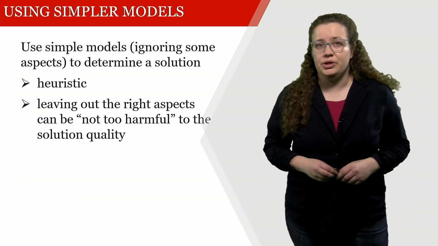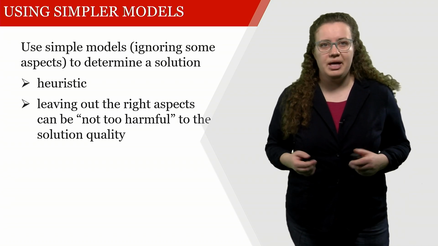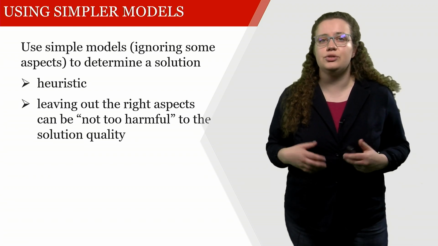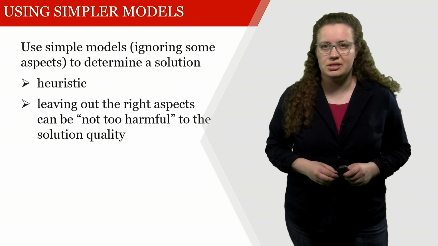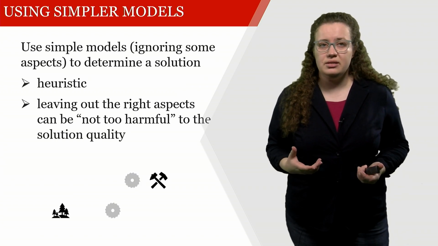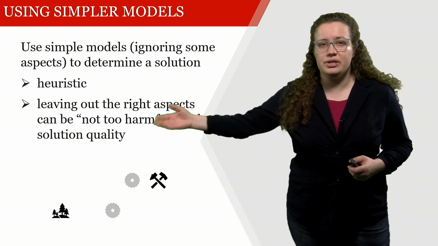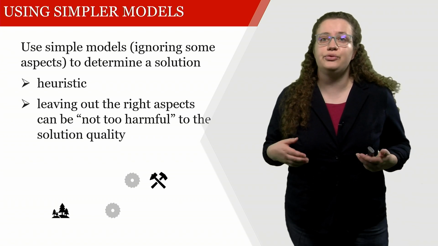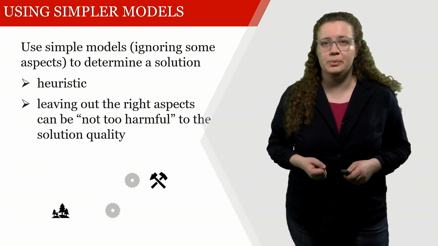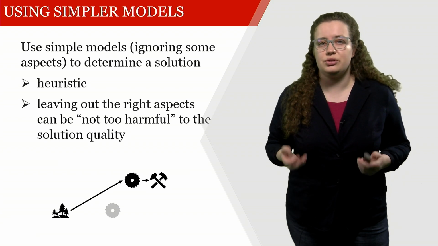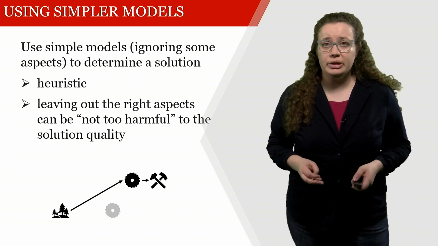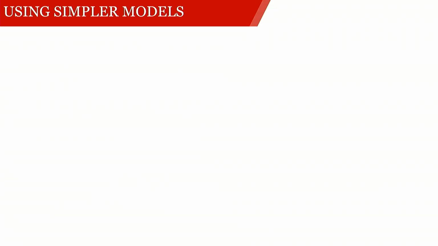And what we're going to do is we're going to just leave out some aspects. And if we leave out the right aspects, then this is not too harmful to the solution quality. So for instance, if we have the forests on the left and the workshops on the right and candidate sawmills in the middle, we can actually solve two independent facility location problems. So for instance, we can first solve the facility location problem from the side of the workshop and then solve it from the side of the forest. But let's look into what kind of simpler models we could actually look into.